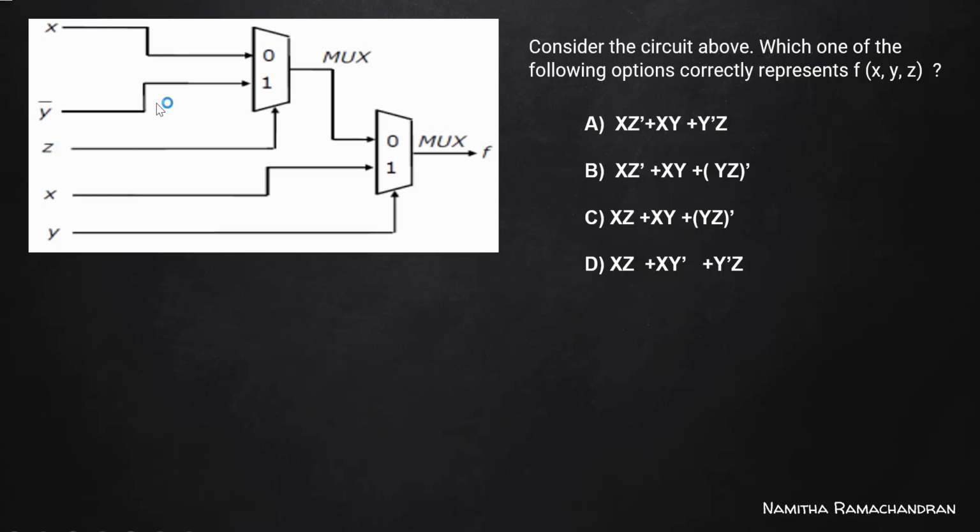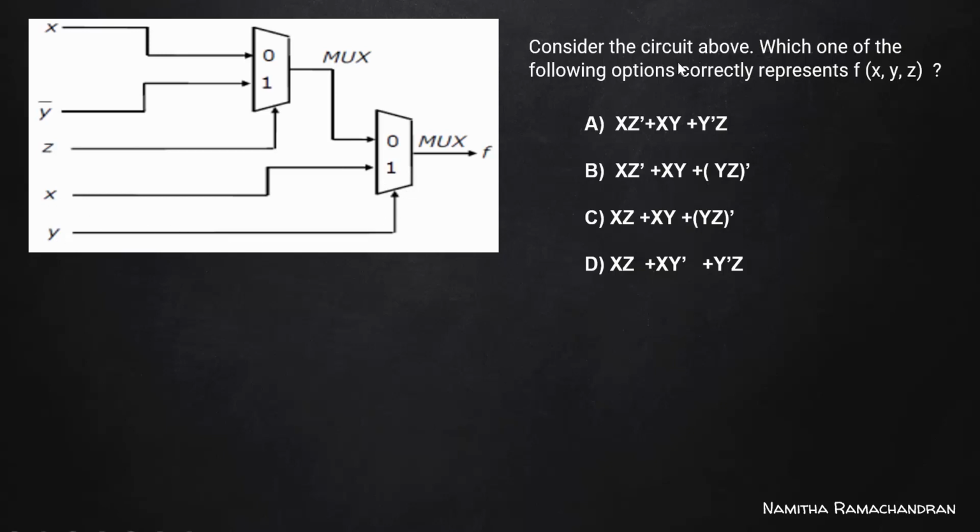Consider the circuit. Different variables are x, y bar, z, x and y, with 2 multiplexers. The first multiplexer is a 2 by 1 multiplexer. Its selection line is connected with z. The inputs to this multiplexer are x and y bar. Its output is connected to the 0th input of our second multiplexer. The second multiplexer's first input is x and its selection line is connected with y.